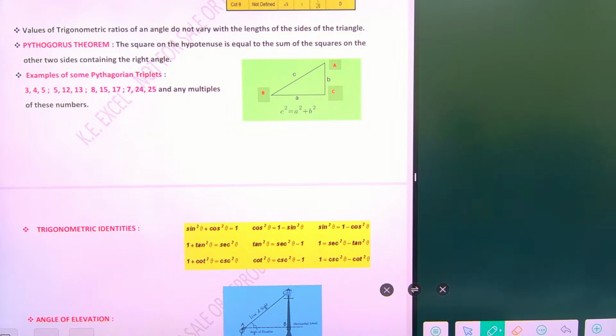Sometimes they ask about coins. There is a formula also: 2 power 1 for 1 coin, 2 power 2 for 2 coins.